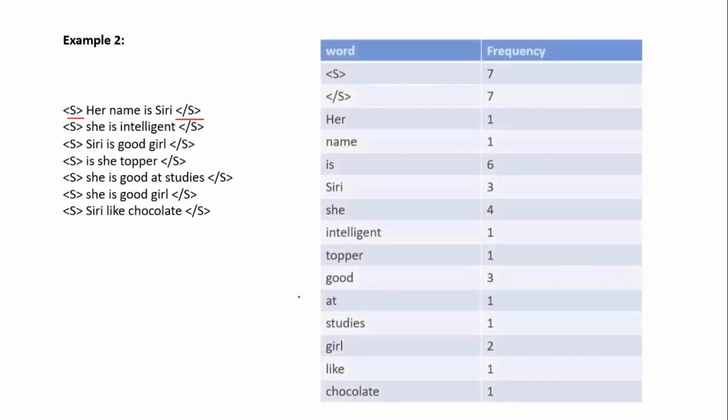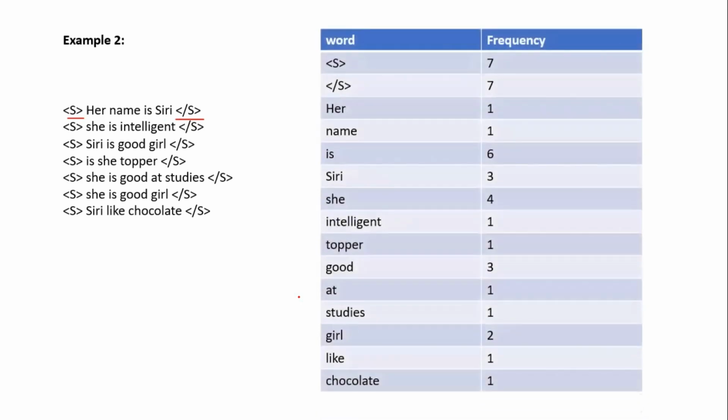Okay. First step is you need to build vocabulary, right? So vocabulary, this table, you can see words and the number of times those words appeared in the corpus. So we'll take even the start and end of a sentence also. So how many times did start appear? It occurred 7 times, as we have 7 sentences. And end also occurred 7 times. So that value is 7.